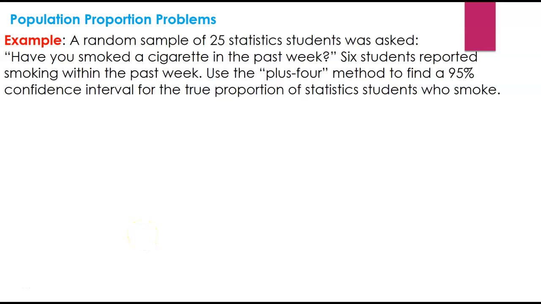This is Statistics, Week 8, Part 8, Population Proportion Problems. Example: a random sample of 25 statistics students was asked, have you smoked a cigarette in the past week? 6 students reported smoking within the past week. Use the +4 method to find a 95% confidence interval for the true proportion of statistics students who smoke.